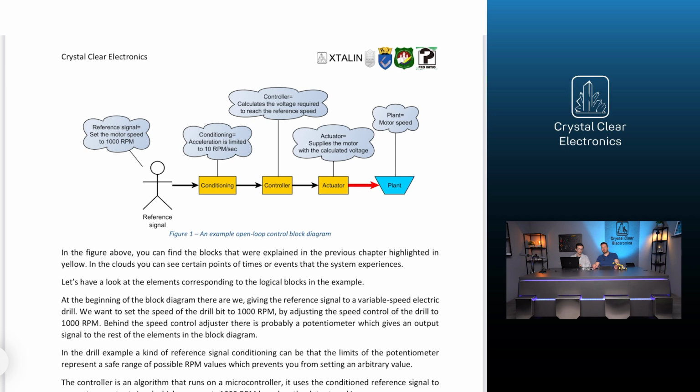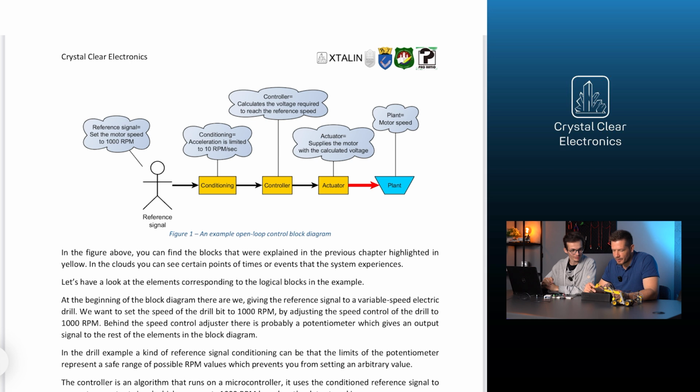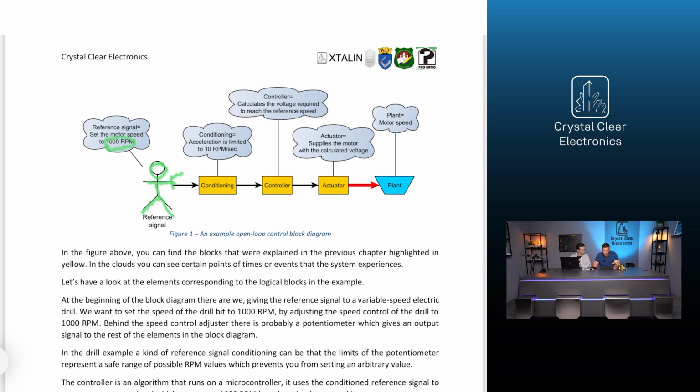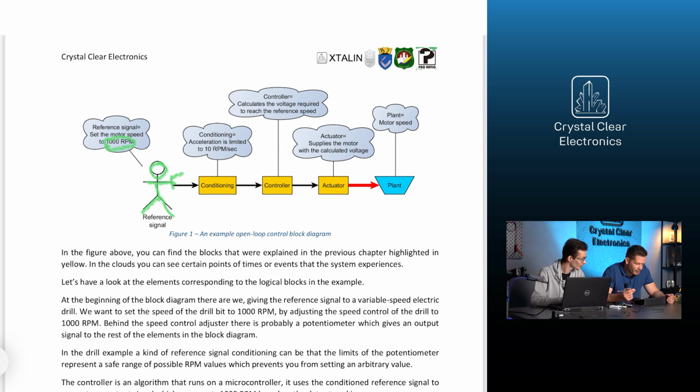Let's look at the block diagram. You can see the main building blocks of open loop control in orange. I think it would be best if we went through them one by one. Yes. At the beginning of the block diagram, we give the reference signal to a variable speed electric drill. We want to set the speed of the drill bit to 1000 RPM by adjusting the speed control of the drill to 1000 RPM. Behind the speed control adjuster, there is probably a potentiometer which gives an output signal to the rest of the elements in the block diagram.